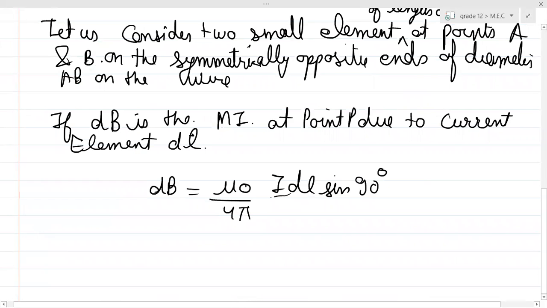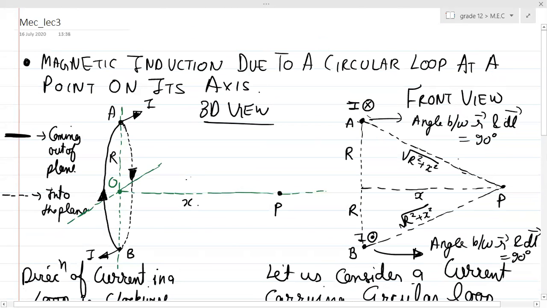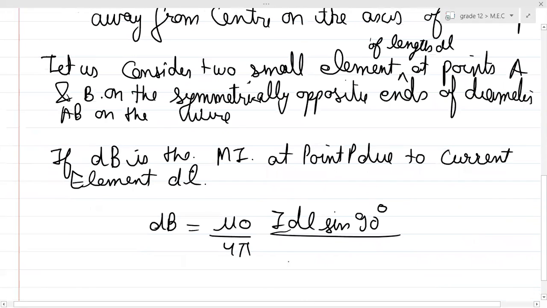So can I write sine 90 degrees over here? And what is the distance from here to here? The distance will be under root of R square plus X square. So this will be under root of R square plus X square, to the whole square. Yes or no, guys? Yes, sir.